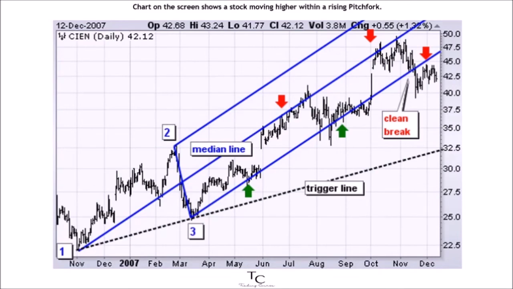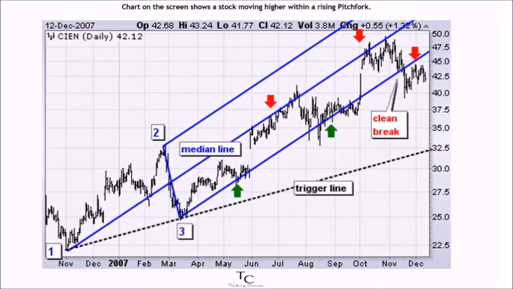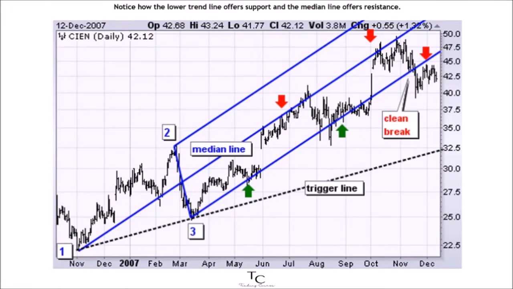Chart on the screen shows a stock moving higher within a rising pitchfork. Notice how the lower trend line offers support and the median line offers resistance. Even though Sienna met resistance at the median line throughout the uptrend, it managed to reach this line on a regular basis to affirm the uptrend. Failure to reach the median line would have shown underlying weakness.